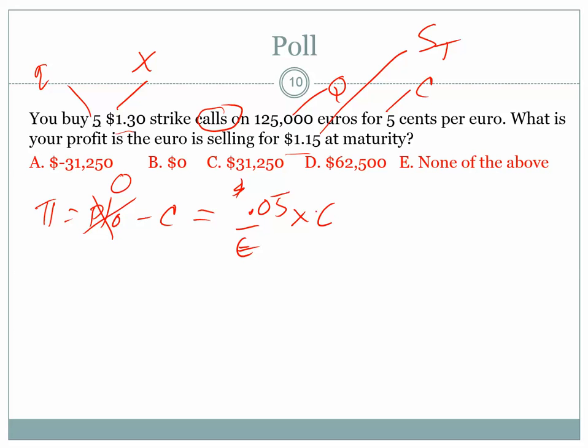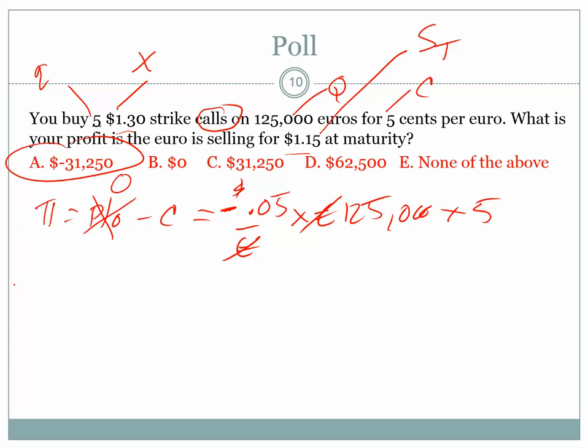Each contract is for 125,000 euros, and I'm getting 5 contracts. Euros cancel out, and that price turns out to be negative 31,250, because it's a cost.